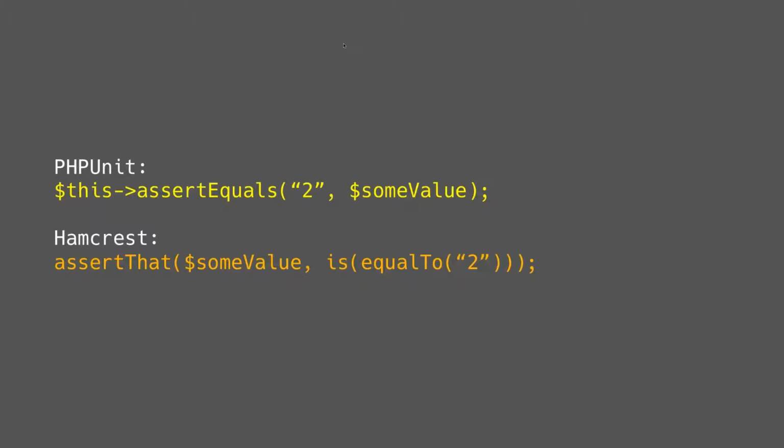The Hamcrest version, you can see below in orange, doesn't have that problem because it's obvious from the syntax, because it just reads like plain English. Assert that some value is equal to 2. Very straightforward, and this is really the power of Hamcrest. This is what I mean by writing expressive assertions. It gives you semantically meaningful language right there in your code.